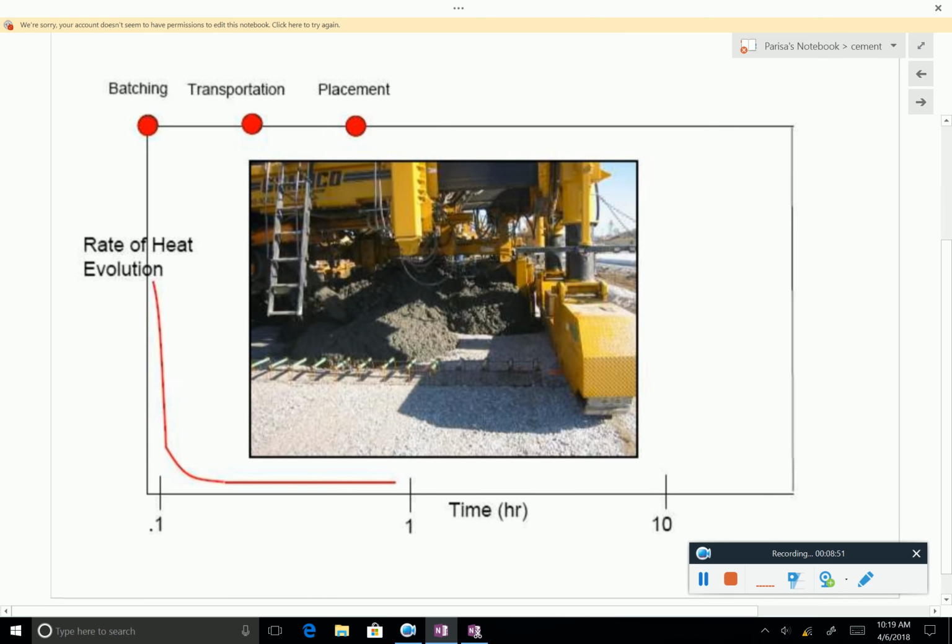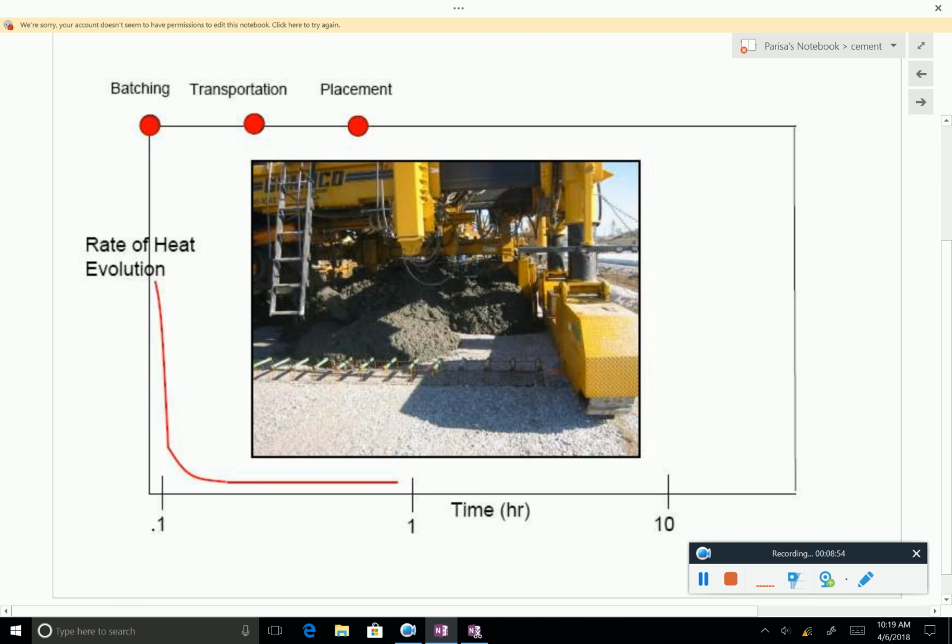Make this bigger. I don't know if you see the pictures well. You see them? You see what's going on?